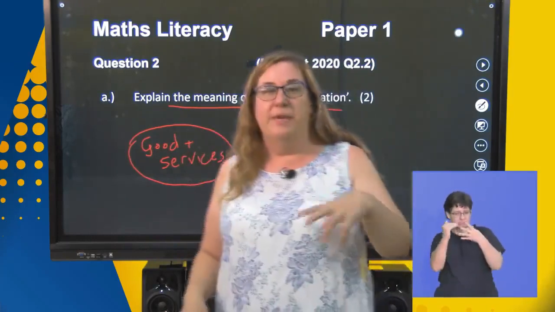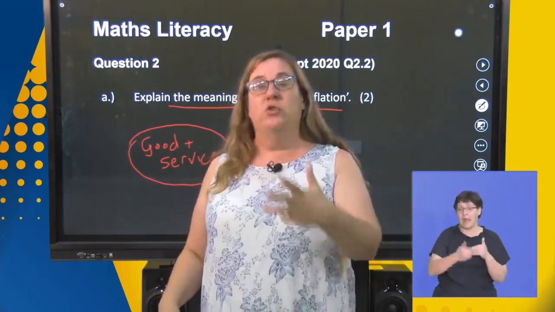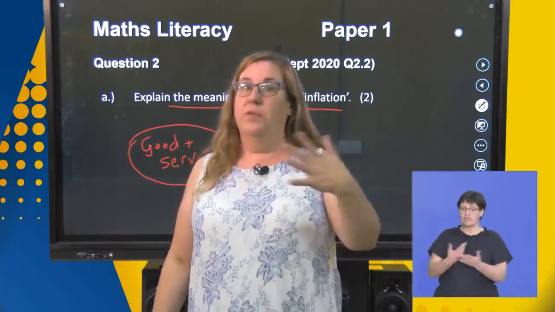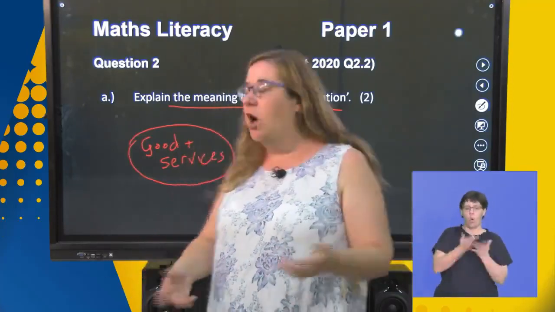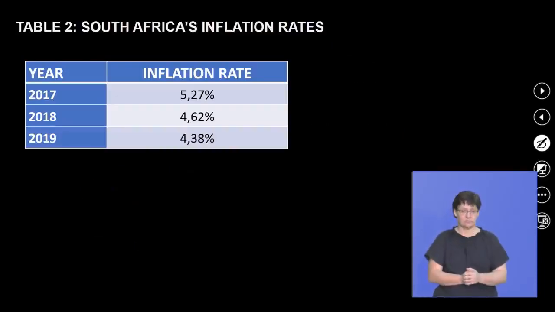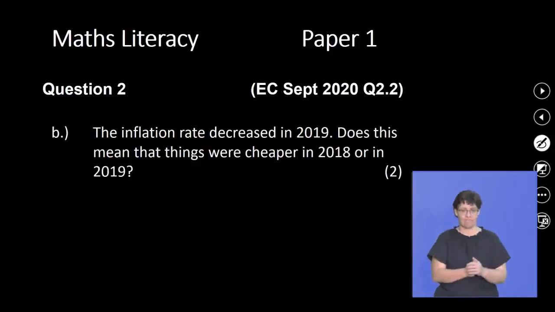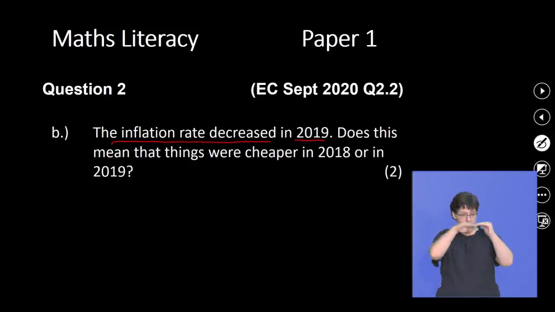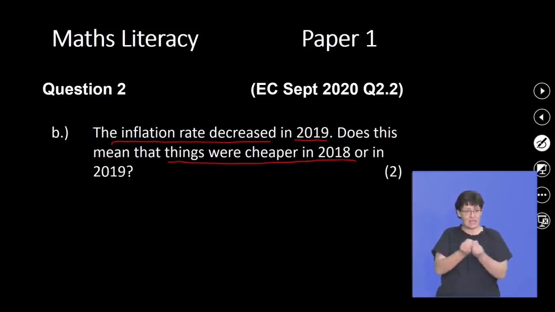So your goods might be a loaf of bread, and your services might be going to the doctor or the dentist or putting tires on your car. So they look at the same amounts every time. So I hope I've answered your question. Let's move on to the next part of the question from the paper. And it tells us that the inflation rate decreased in 2019. Does this mean that things were cheaper in 2018 or in 2019?